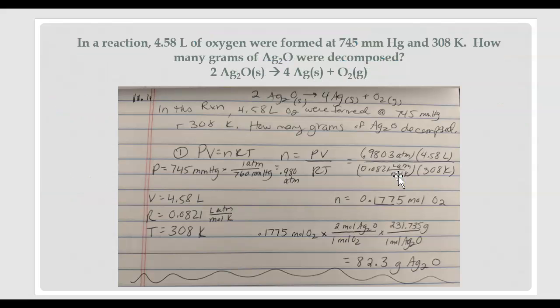So here's the work that you should have. Number 1, start with the ideal gas law. You'll end up with this many moles of oxygen. And then number 2, use stoichiometry to go from your moles, use your mole ratio, and then your molar mass. And you should have 82.3 grams of silver oxide.